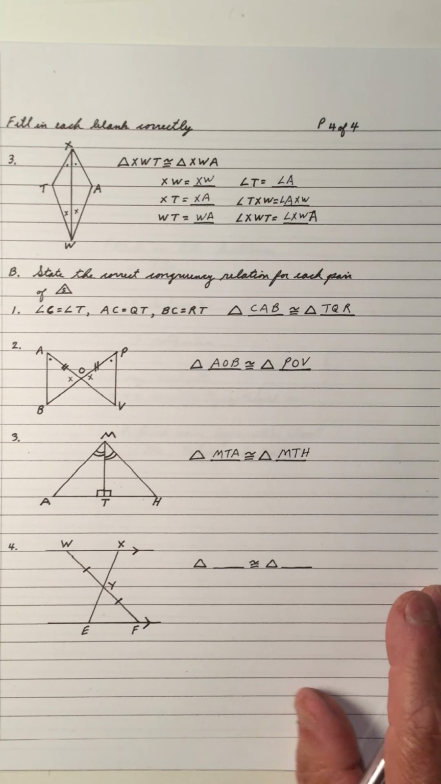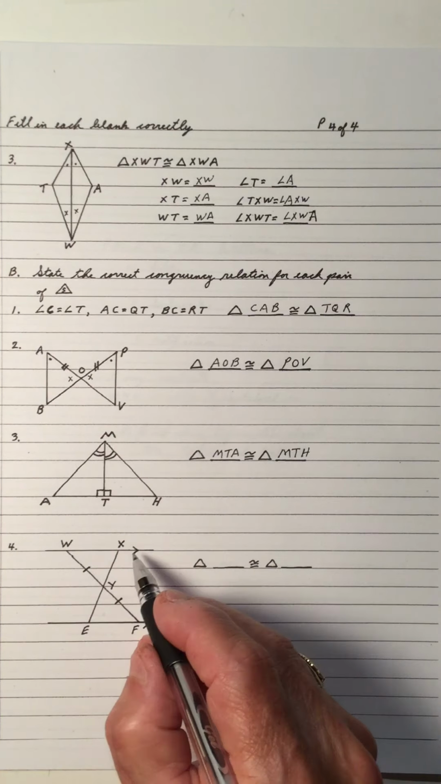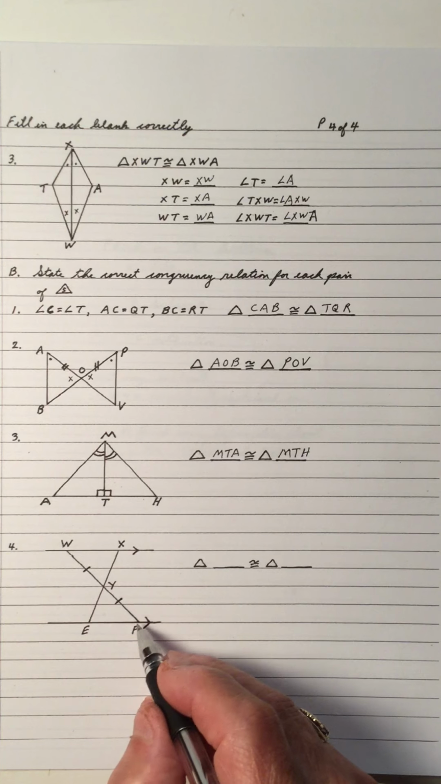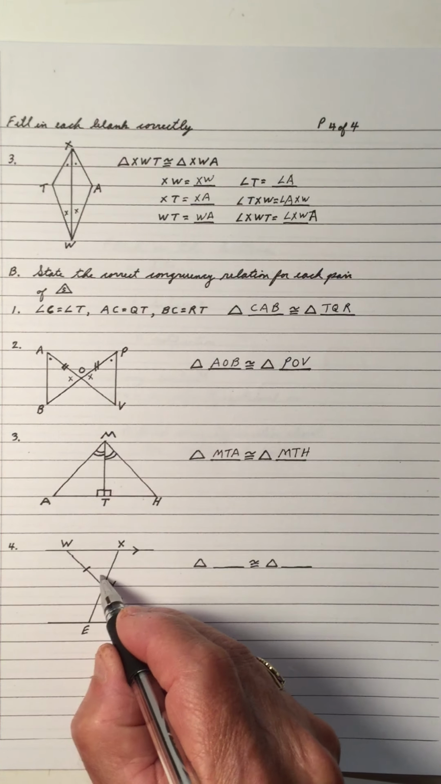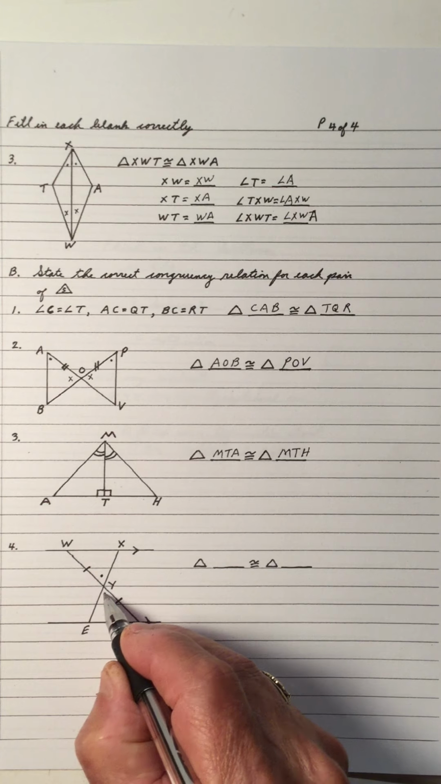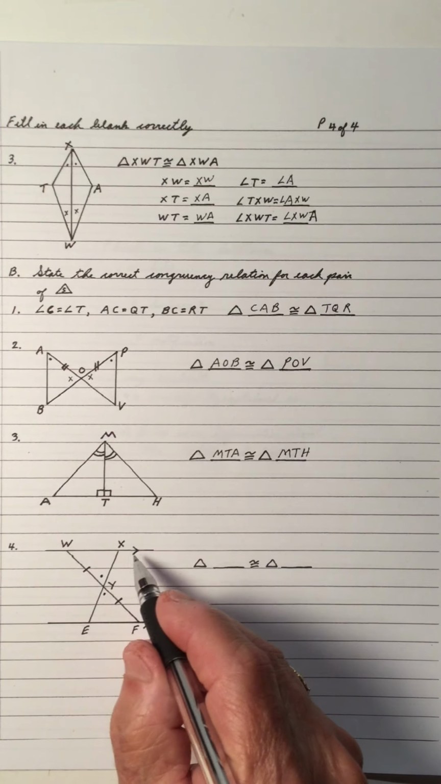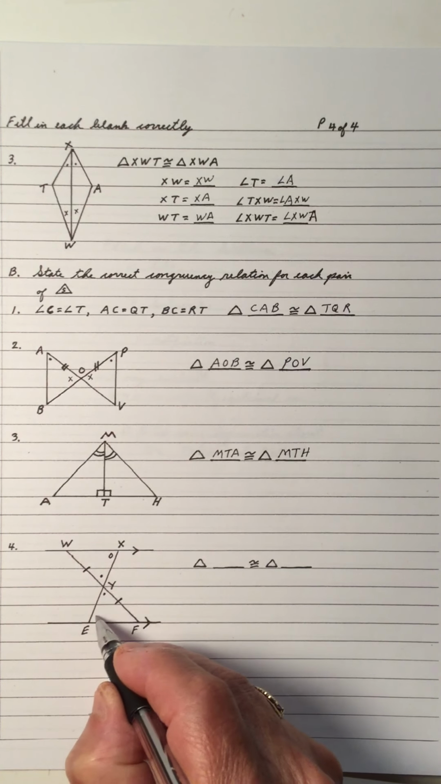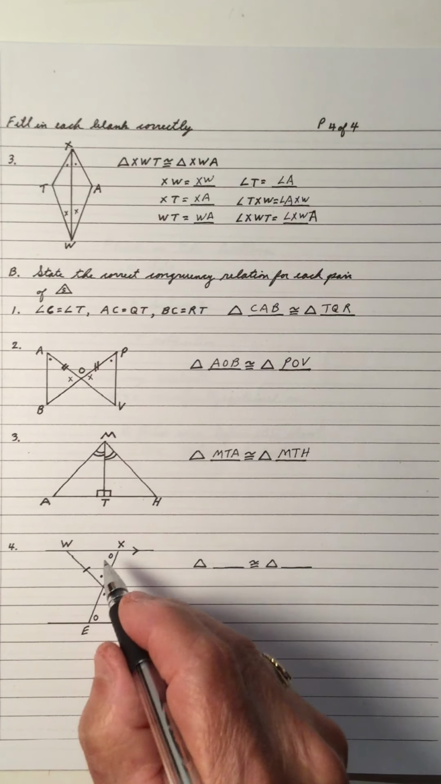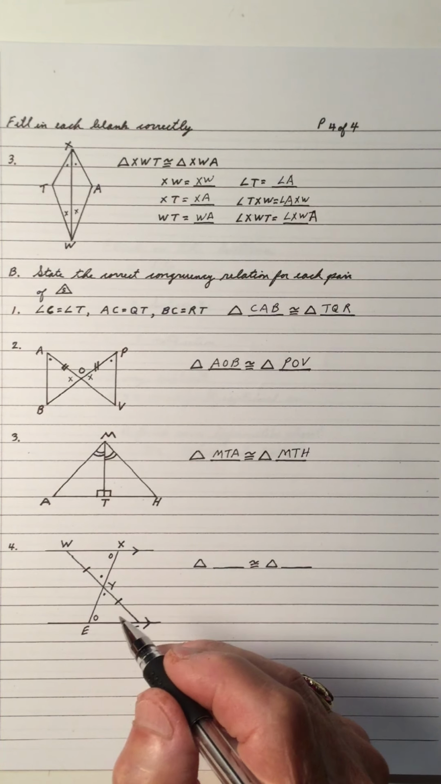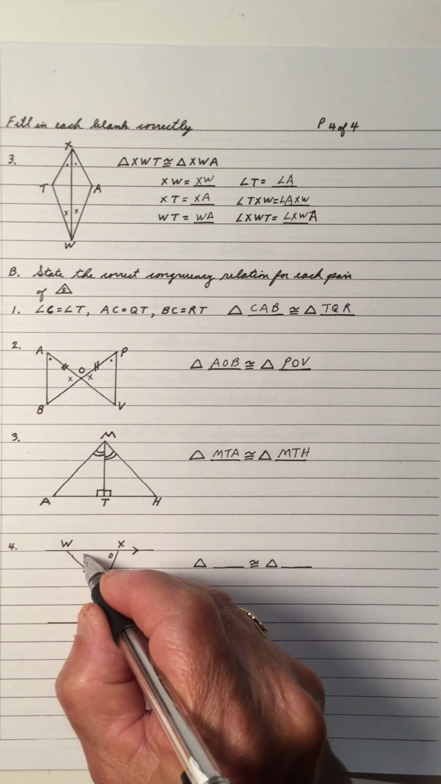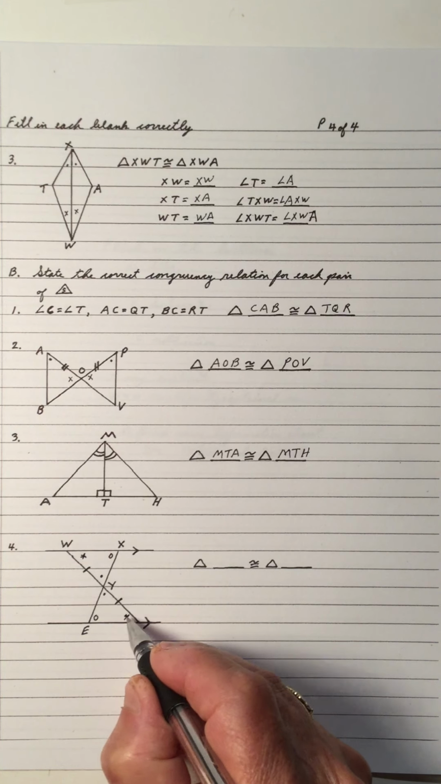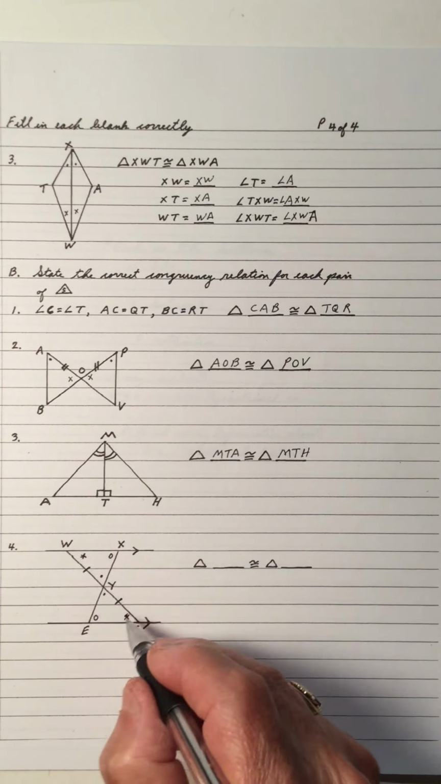And number 4, let's see what we have here. We have a pair of parallel lines. We have WY goes with FY. So we have this angle right here equal to this one. So Y goes with Y, vertically opposite angles. Because of the parallel lines, we have this angle right here equal to this one because of alternate interior angles. And we also have this angle equal to this one. So W goes with F because they're alternate interior angles.